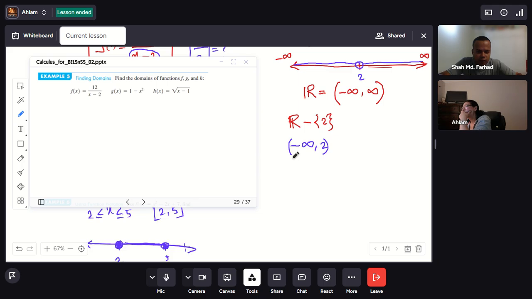And for infinity we always use the first bracket. Then the second is 2 to positive infinity. Is 2 included or excluded? Not included, so we use the first bracket, and we always use the first bracket with infinity. So that is the union. This one can also be written like this. Both of them are the same.